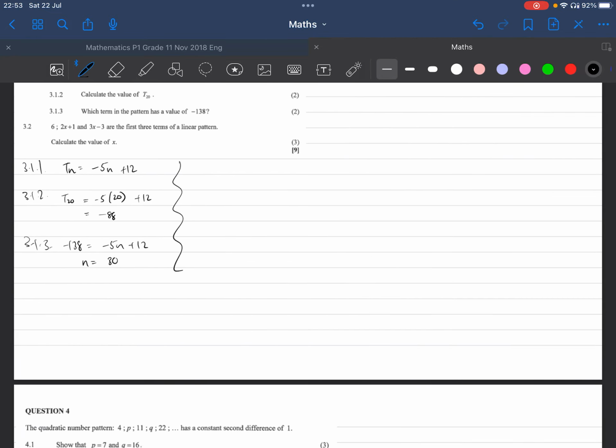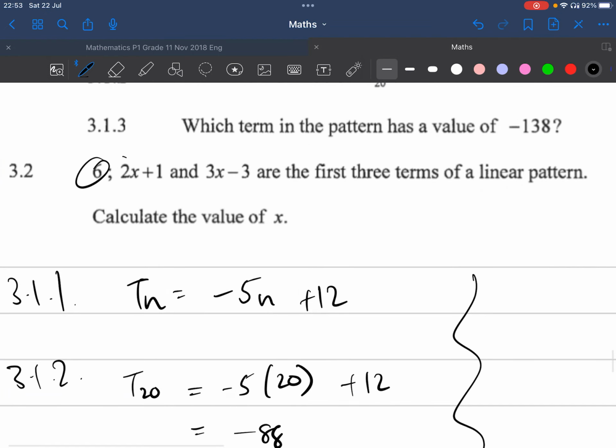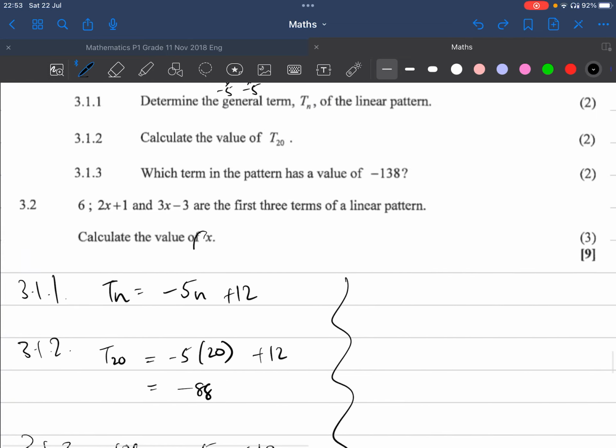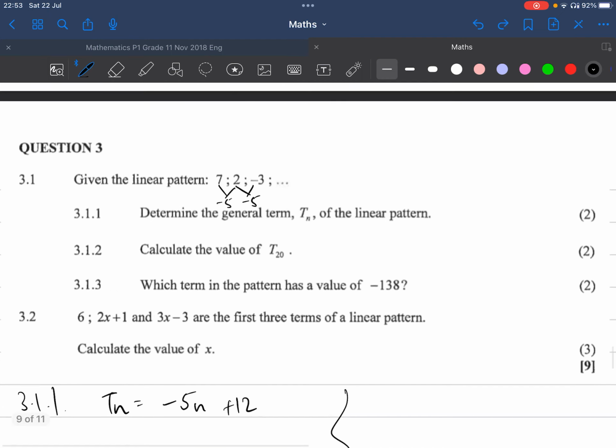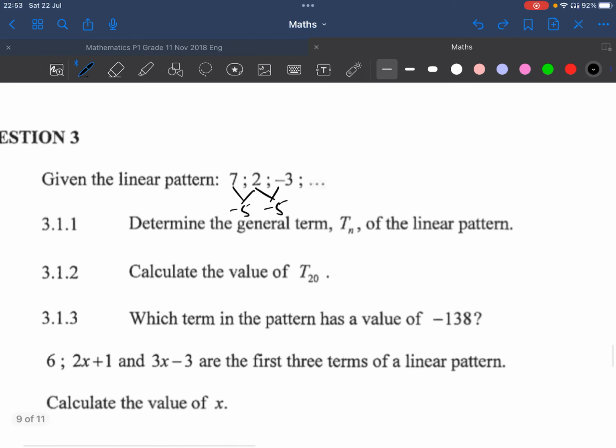Let us now look at 3.2. 3.2 says 6, 2x plus 1, and 3x minus 3 are the first three terms of a linear pattern. Calculate the value of x. Okay, so a feature of linear patterns is that they have a common difference. Okay, so that means if I take t3 minus t2, it'll give me the same answer as if I take t2 minus t1.